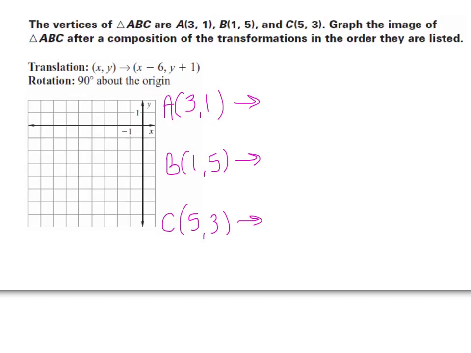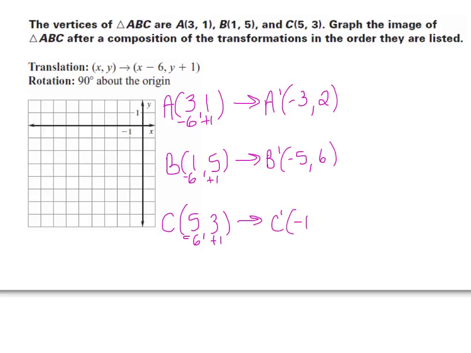So here's a question we are going to do. We have the 3 coordinates, A, B, and C. We need to graph the image of triangle ABC after the composition of the transformations in the order they are listed. So first we need to translate it, and that means that we need to subtract 6 from each of our x's, and we need to add 1 to each of our y's. So that gives us A prime at -3, 2. B prime then would be -5, 6. C prime would be -1, 4.